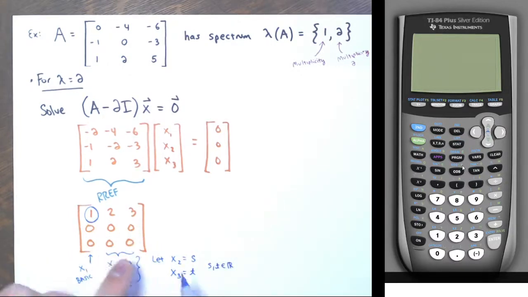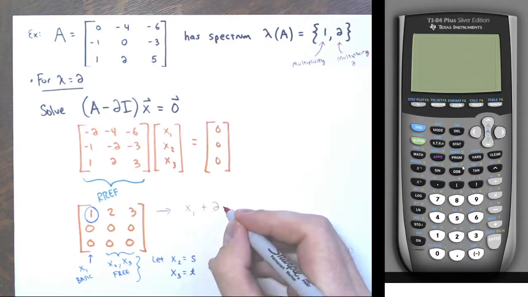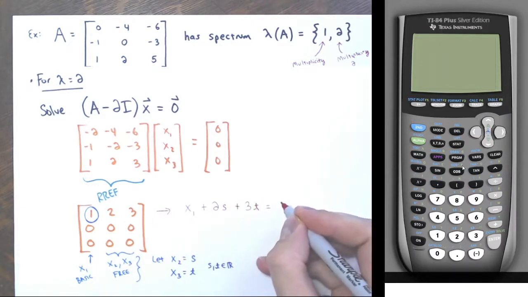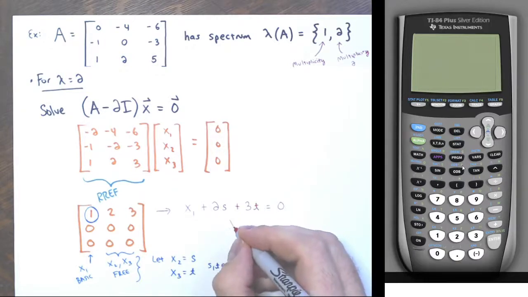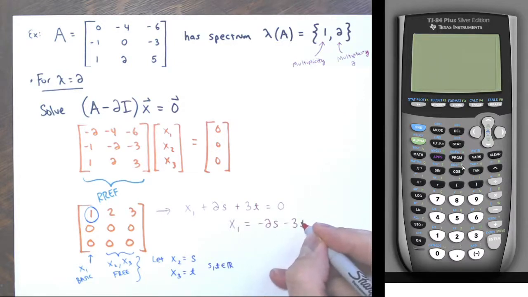And again, there's no fractions, so I didn't use any other numbers besides just one s and one t. All right, and then the only row that means anything is the first. The second row and third row both say 0 equals 0, which is totally fine. The first row is telling me that x1 plus 2x2, so plus 2s, plus 3x3, so plus 3t, must be equal to 0. And I solve this for x1. So x1 must be equal to negative 2s minus 3t. So now I have each of the variables, x1, x2, and x3, in terms of these free variables, s and t.